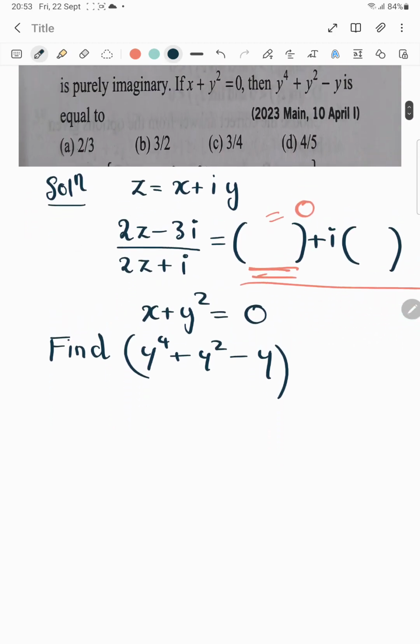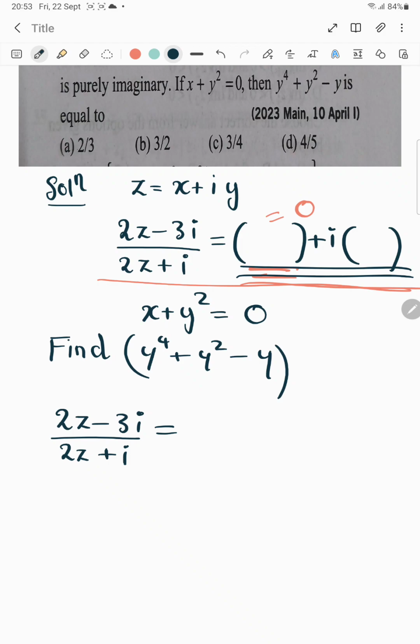Okay, so how do we start? The obvious starting point would be this: (2z minus 3i) upon (2z plus i). This is purely imaginary. So basically we first need to write this ratio in the format something plus i something, so that after that I could equate this real part with 0. So we will do that.